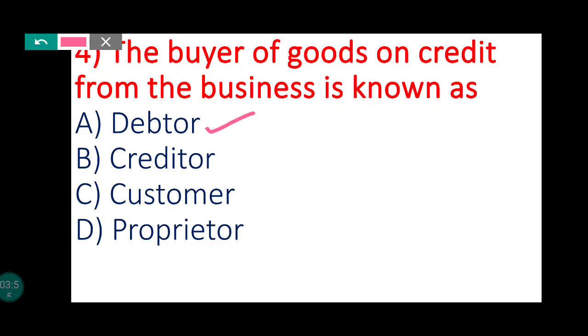Here another option is given, D, proprietor. Proprietor means what? A proprietor is a person who owns a business. He or she invests capital in the business with the intention of, of course, profit. So here the answer is debtor. Buyer of goods on credit from the business is known as debtor.